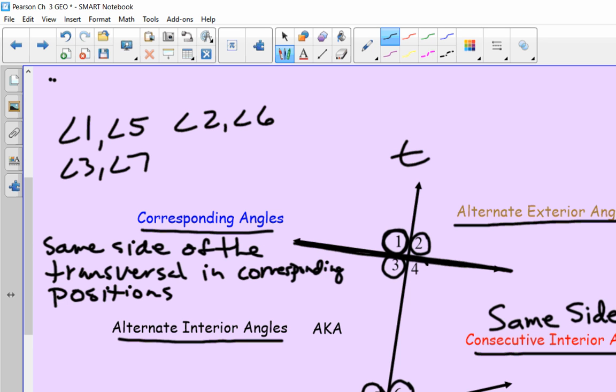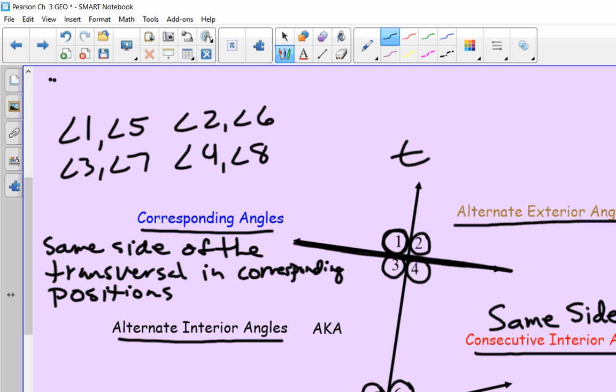Right-hand side, angle 4 is sitting on the bottom. I'm looking for another angle that's sitting on the bottom. That's got to be angle 8. Okay. So angle 4 and angle 8 are corresponding angles. That particular group of angles, corresponding angles, has the most possibilities. Okay, let's go sideways and go over to alternate exterior angles.